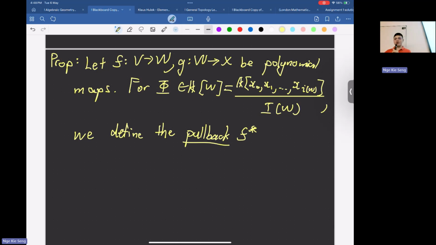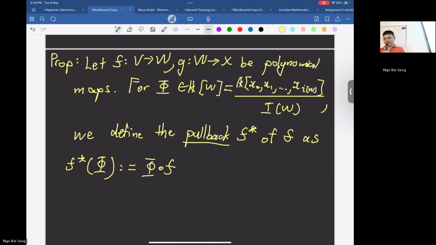Okay, so what are we pulling back? So let's see, this F here. We want to pull your F back. So we will define this F star, acting on a polynomial function phi, such that this is equal to phi composed with F. And then this is a polynomial function in KV. Check correct or not?